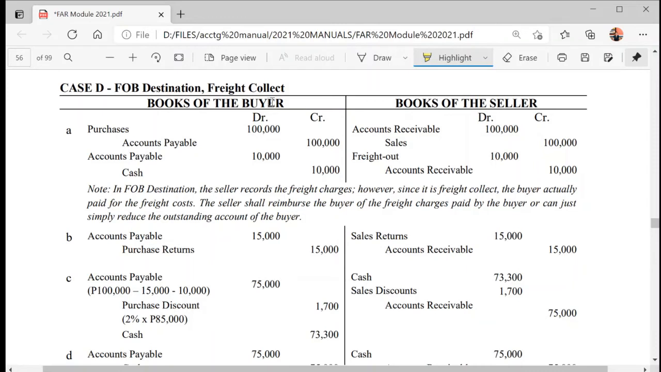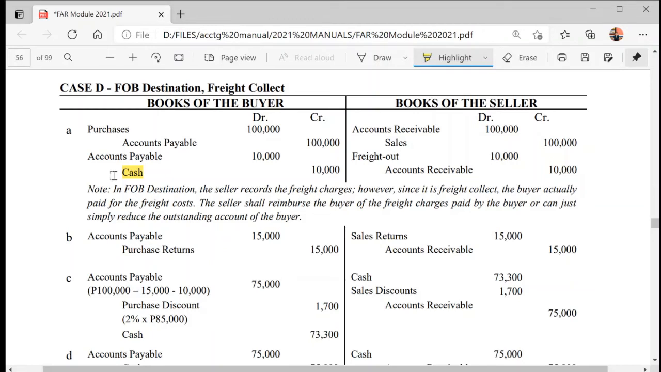But the buyer is not responsible here for the freight; he was only made to pay the carrier. So, he will not record a freight charge. So, instead of recording or debiting a freight charge, accounts payable is debited. So, debit accounts payable, 10,000.